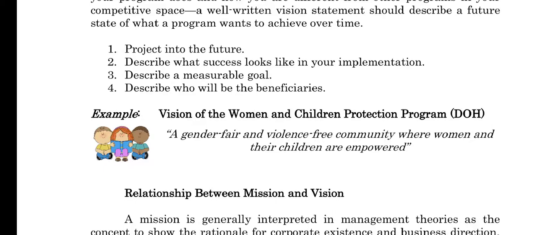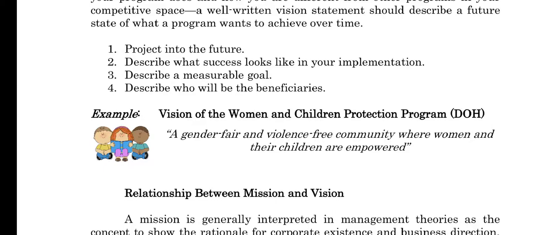Since the Women and Children Protection Program's root cause is the discrimination and abuse against women and children, if the community in the near future will be gender fair and violence free, then that would be the success indicator of the implementation of this particular program. If 5 years from now, 10 years from now, we can say that the community is gender fair and violence free, then that is what describes the number 2 characteristic.